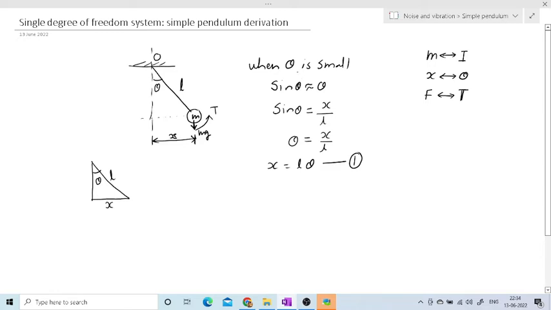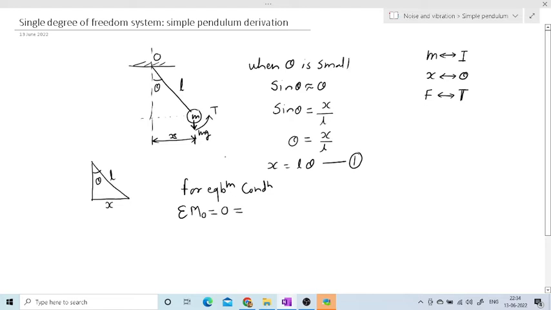Why have we considered theta small? Because during the oscillation or vibratory motion this angle is very small. Now, to solve this derivation, consider moments about this point O. For the equilibrium condition, write: summation of moment about O is equal to 0.